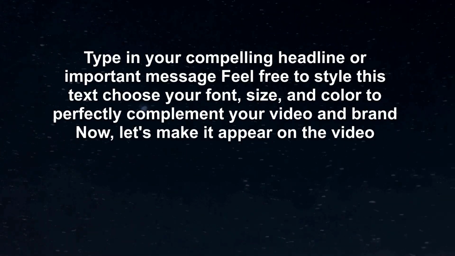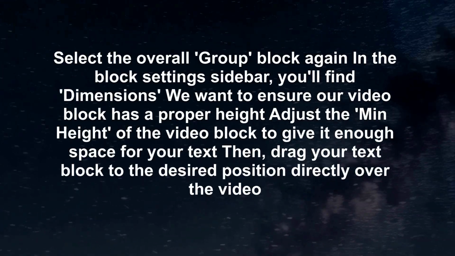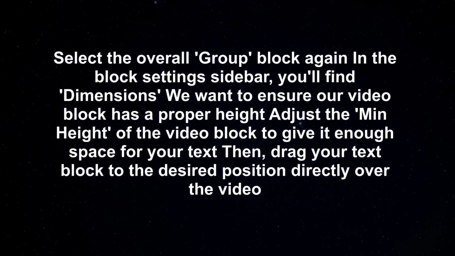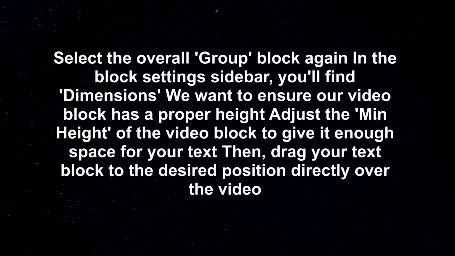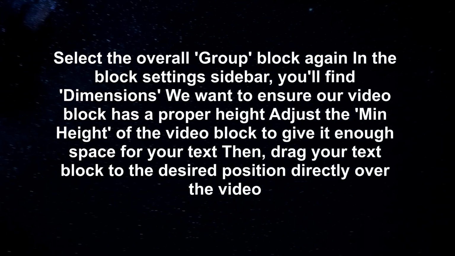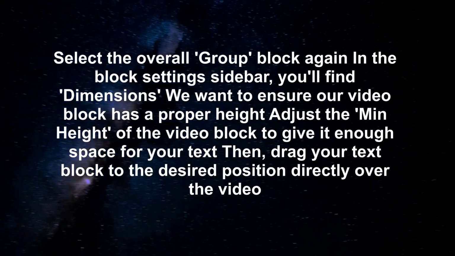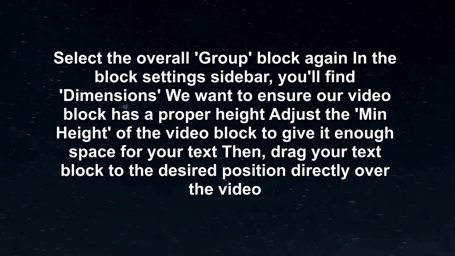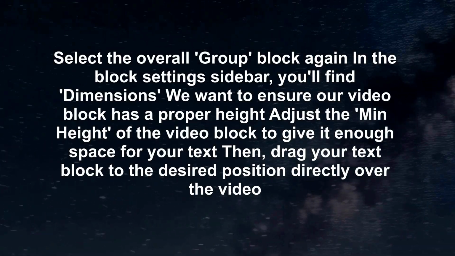Now, let's make it appear on the video. Select the overall group block again. In the block settings sidebar, you'll find dimensions. We want to ensure our video block has a proper height. Adjust the min height of the video block to give it enough space for your text. Then, drag your text block to the desired position directly over the video.